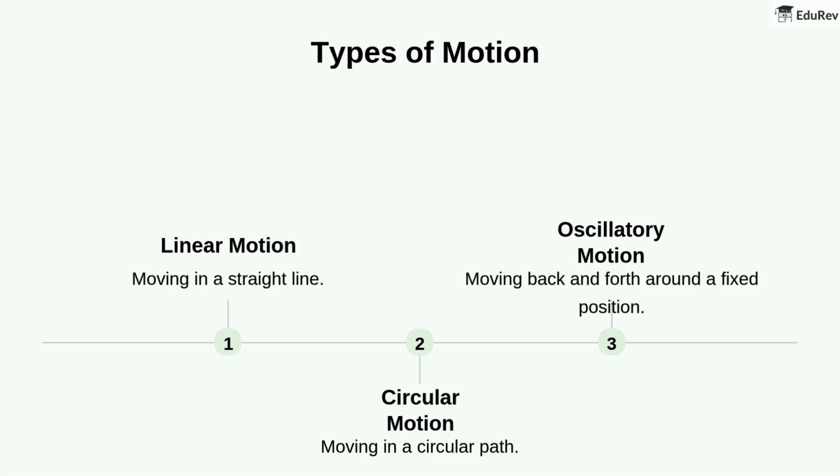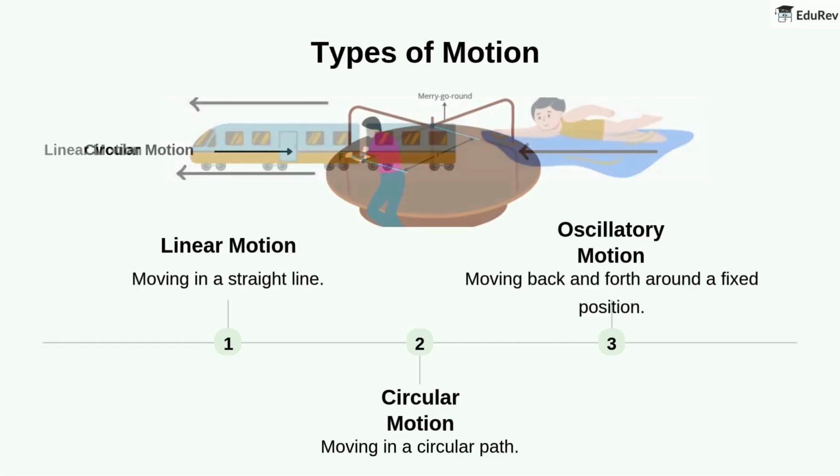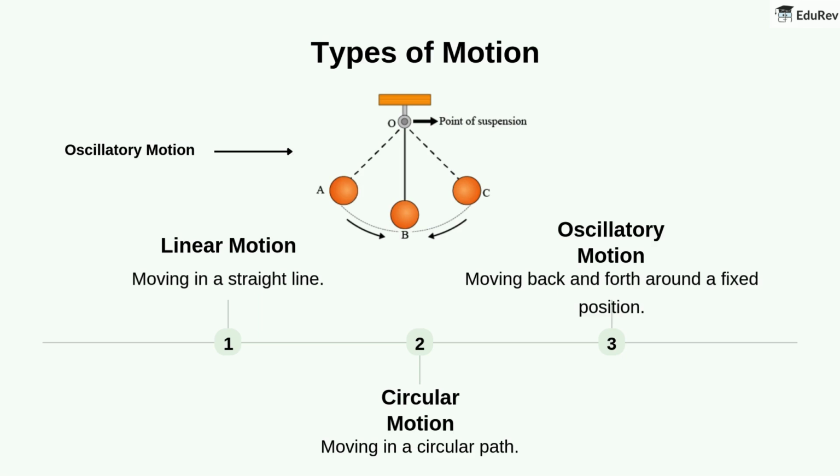Types of motion. There are 3 main types of motion, each with a unique way of moving. Let's explore. Linear motion. When something moves in a straight line, like a falling ball or marching in a parade. Circular motion. This is when something moves in a circle, like a merry-go-round or the wheels of a bike. Oscillatory motion. This is back and forth motion, like a swing in a playground. It moves back and forth around a fixed point. Every type of motion has its own special way of moving.